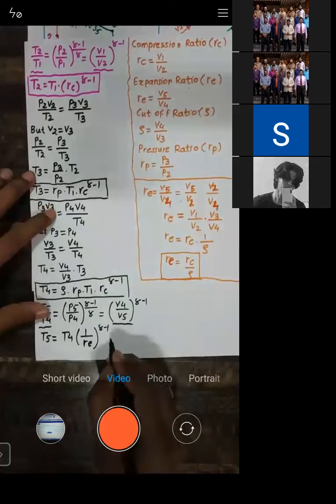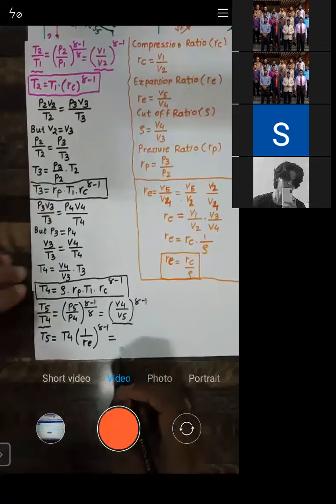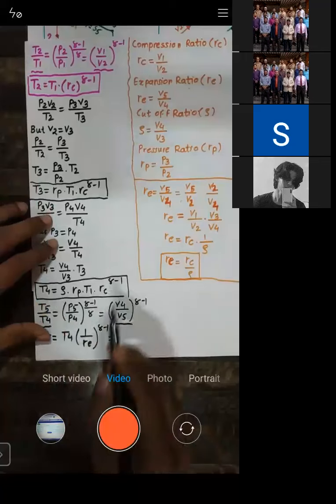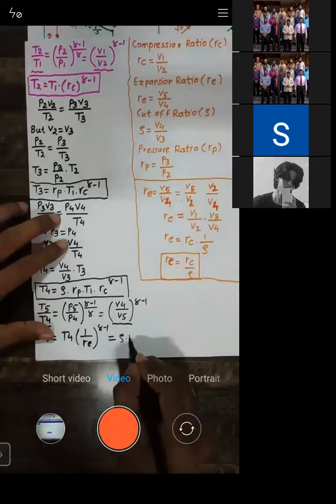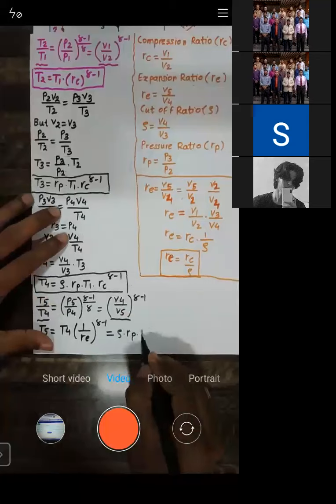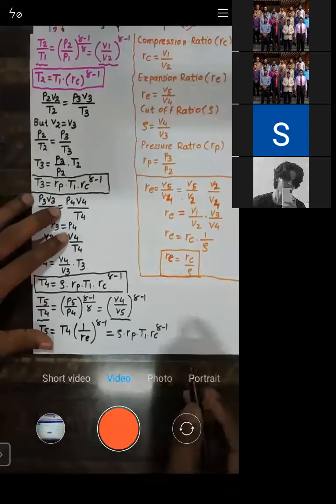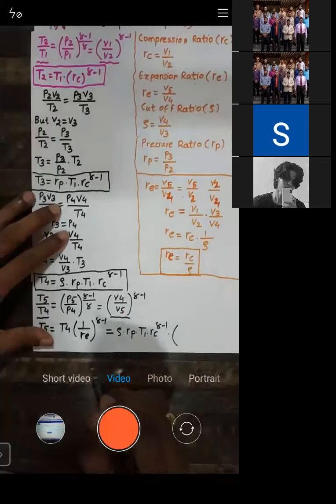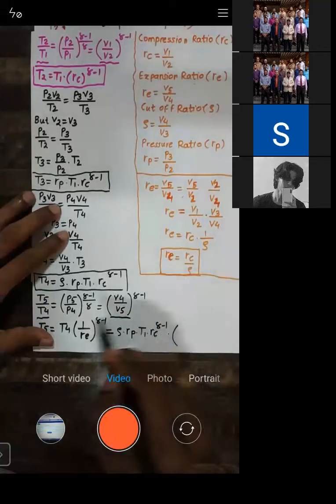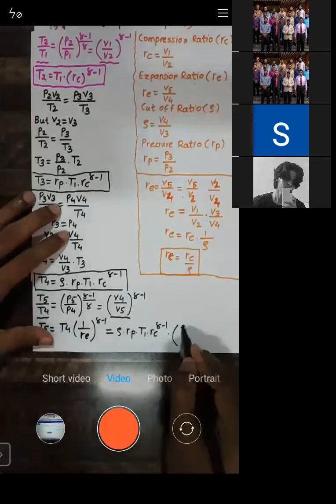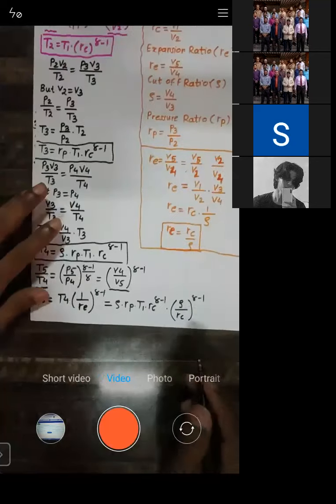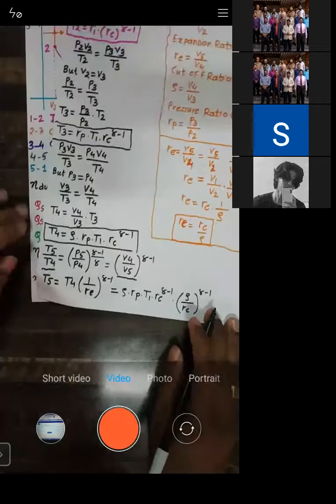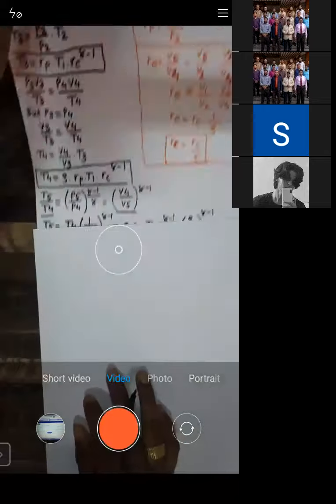So what I will get here is, the value of T4 is there, right? So rho into Rp into T1 into Rc raised to power gamma minus 2, into, now what is 1 by Re? Re is Rc by rho, then 1 by Re is rho by Rc. So it is (rho by Rc) raised to power gamma minus 1, right? So now let us simplify it. We are on the verge of completion of this one.